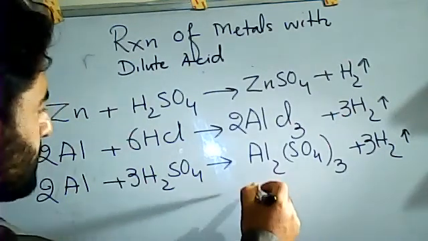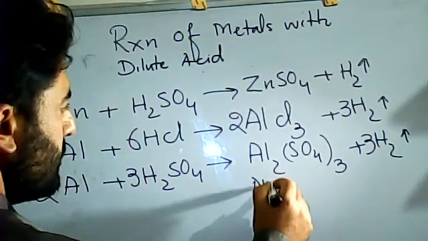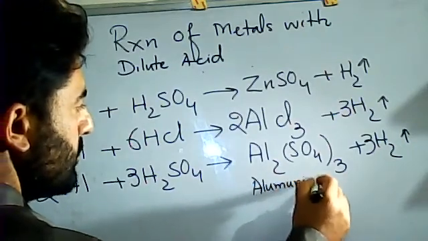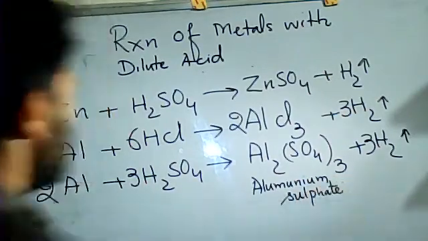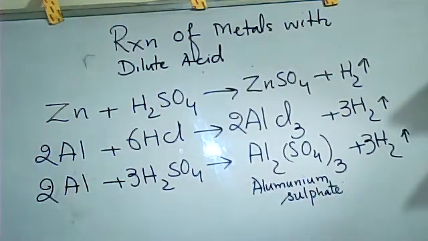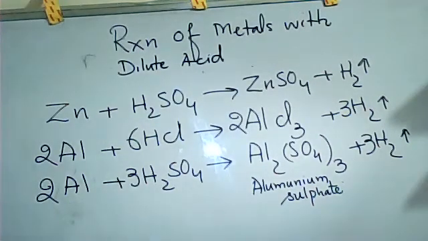So we'll write here, what is this? This is aluminum sulfate. So this indicates that zinc is more reactive than the aluminum. So if we take now iron, it will react with both of these acids, but it will react slowly. So if we take iron, this will react with both acids, that is sulfuric acid as well as the hydrochloric acid.